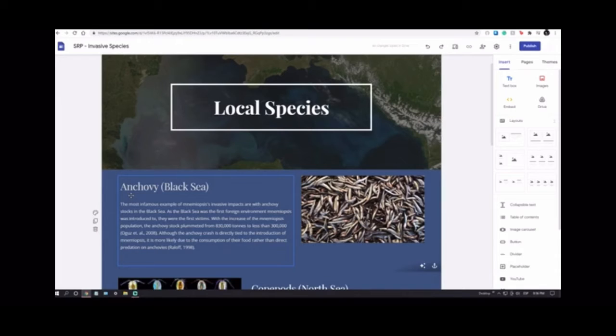Again, they're the most infamous example because they were the first. When Mnemiopsis was introduced in the 80s, their stock of anchovies plummeted by almost 500,000 tons. And it's likely due to the consumption of their food by Mnemiopsis.